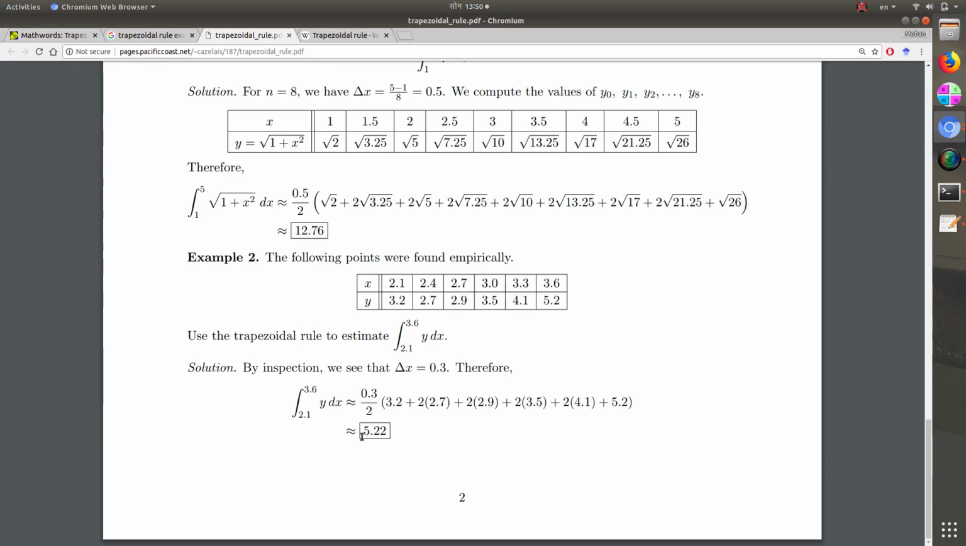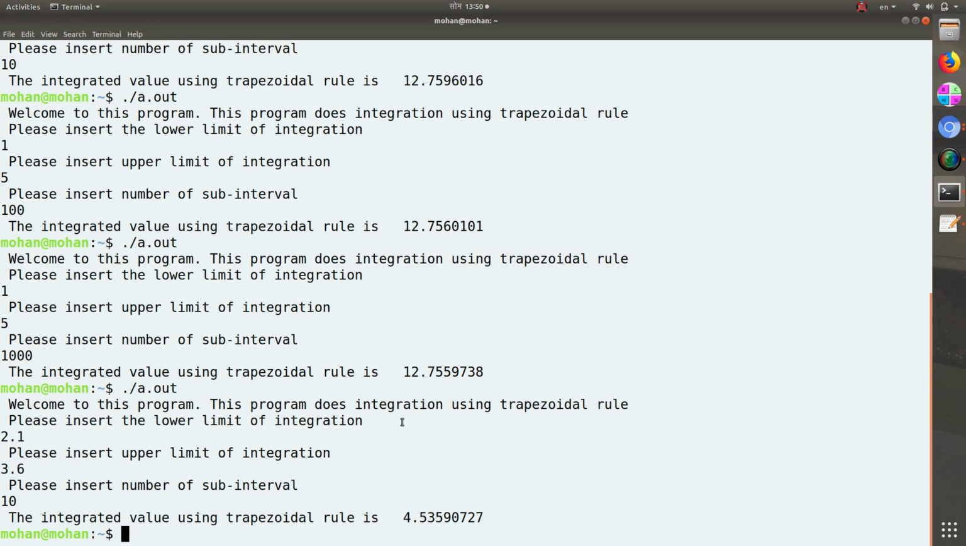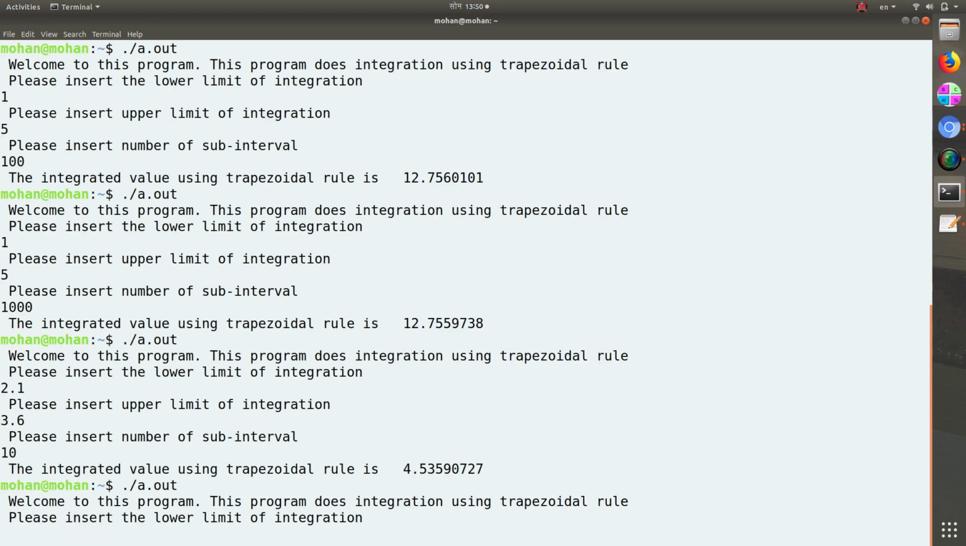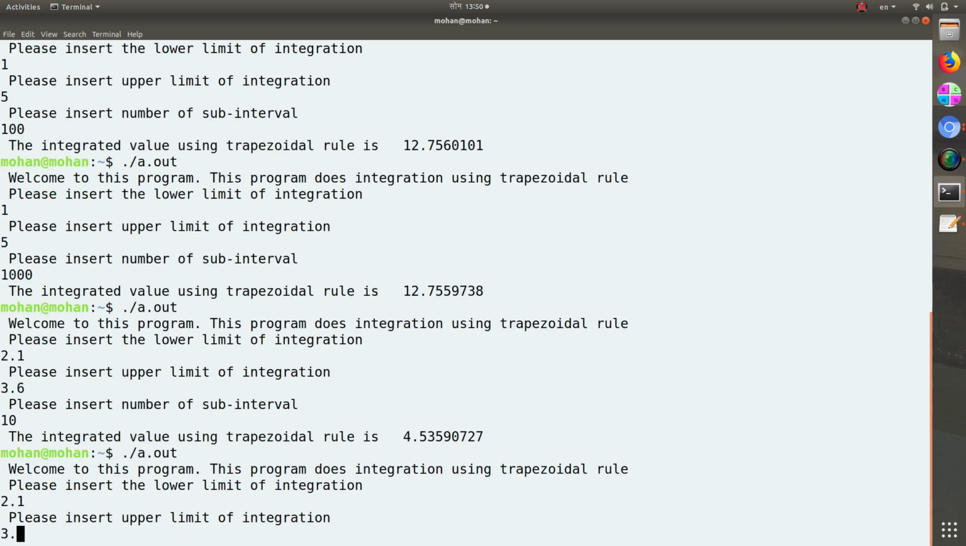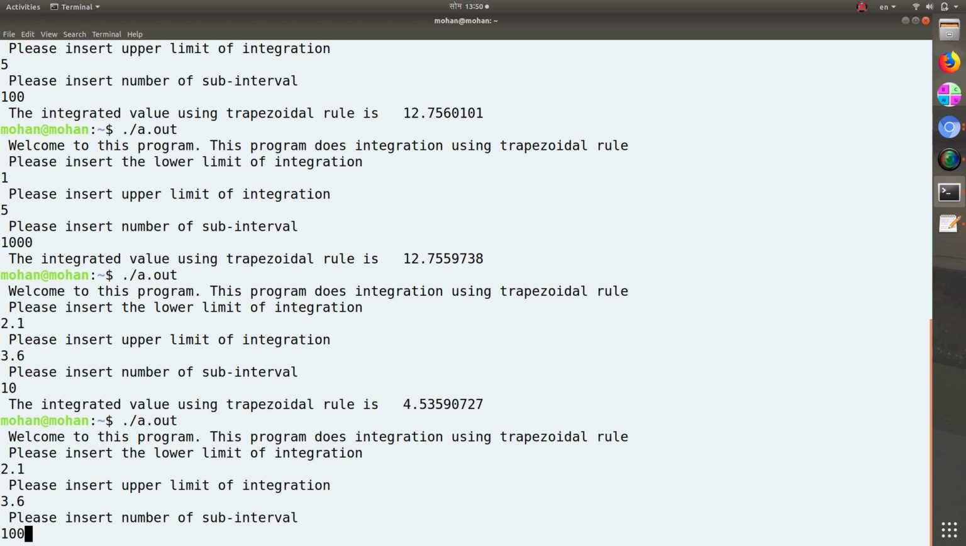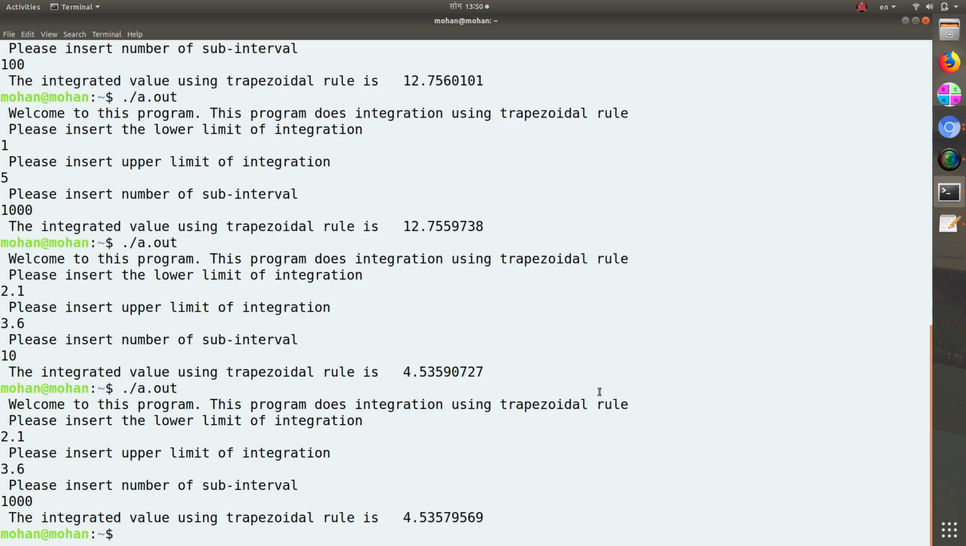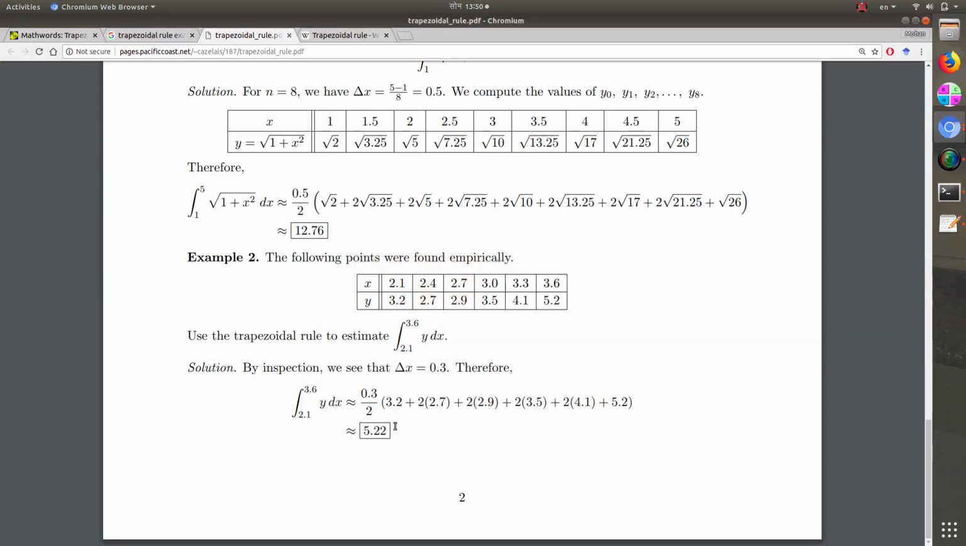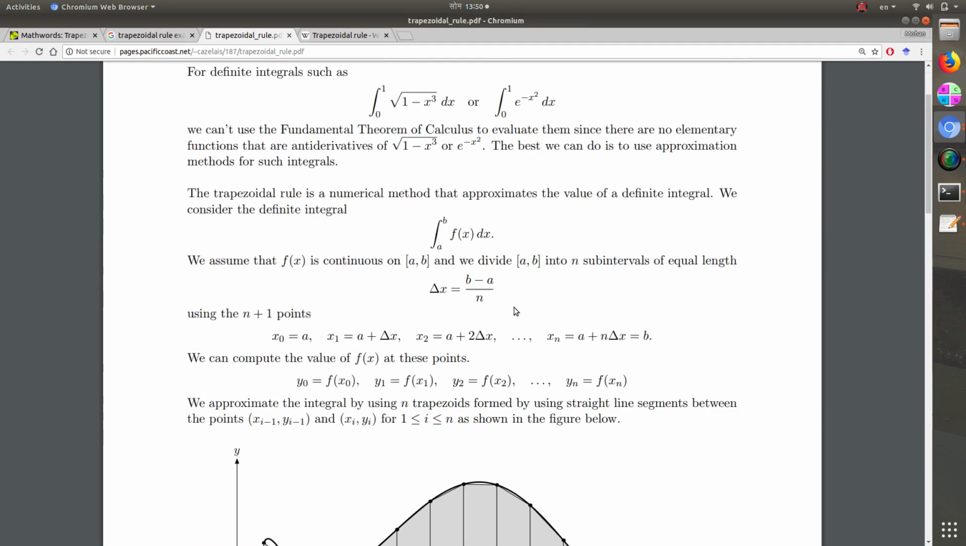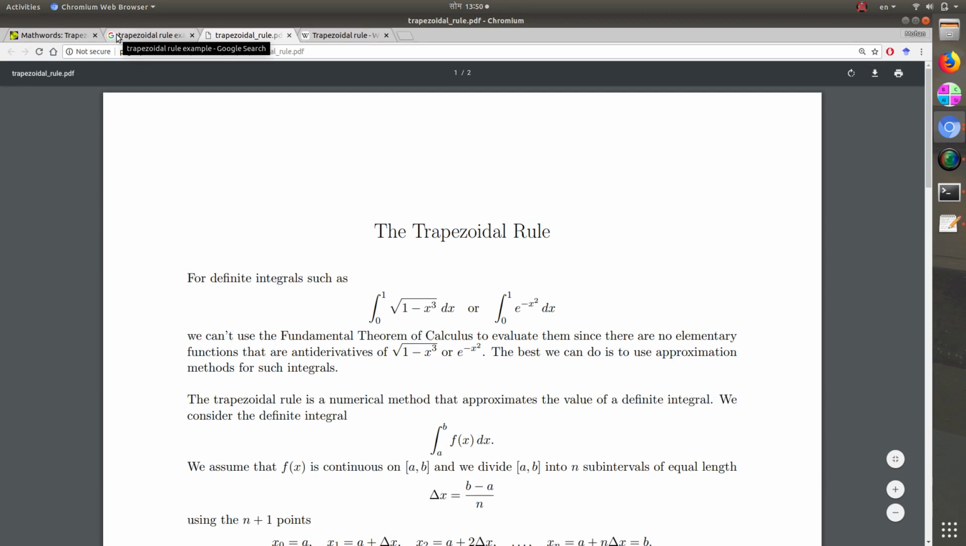What is the answer? 5.22. See, while dividing this interval into 10 sub intervals, we are not getting the right answer. Let us divide further. 2.1, 3.6, and number of sub intervals is 1000, and the answer is 4.53. So maybe this function is quite different from this, so we can verify this result by using another example.